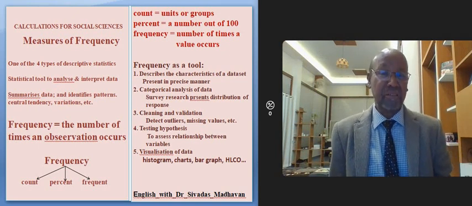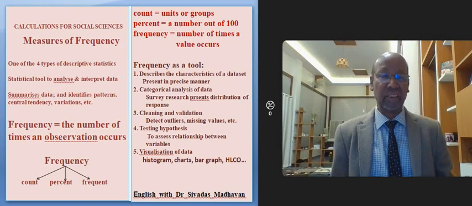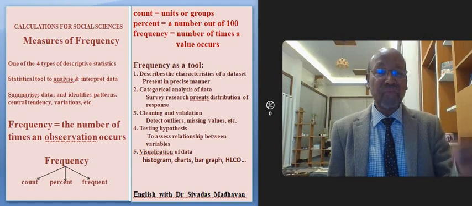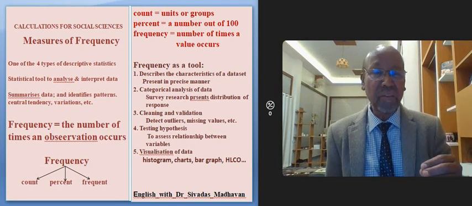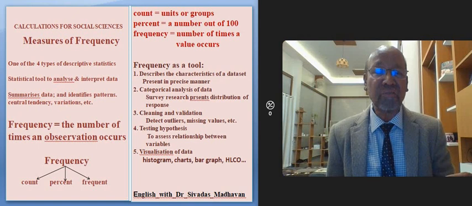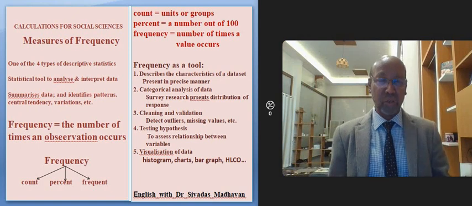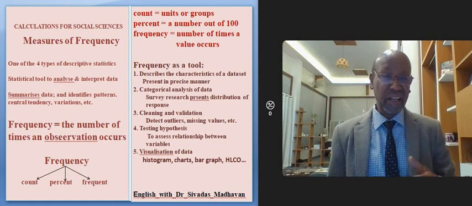And percent means one number out of 100. If you say he got 50% marks, he got 50 out of 100. Or if he got 65%, it means he got 65 marks out of 100 marks. So percent means per cent, cent means 100, per 100. And the last one is frequency.